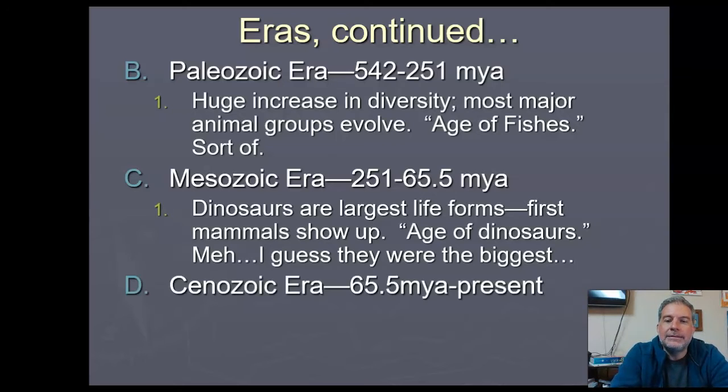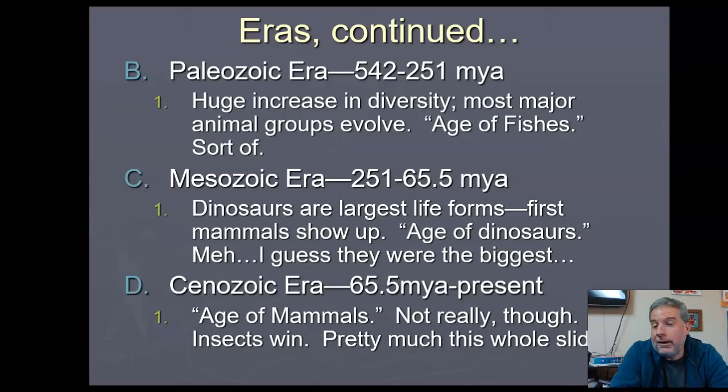And then finally, we have the Cenozoic era, 65.5 million years to present, and obviously that makes it the shortest era. We call that the Age of Mammals, but I'm going to tell you that Age of Fishes, Age of Dinosaurs, and Age of Mammals are all bad names for these eras, because really what's most numerous for the vast majority of all of these eras were, anybody know? I harp on this a lot, maybe I haven't enough yet, but insects. Insects win. Pretty much this whole slide we're looking at insects kind of dominating.